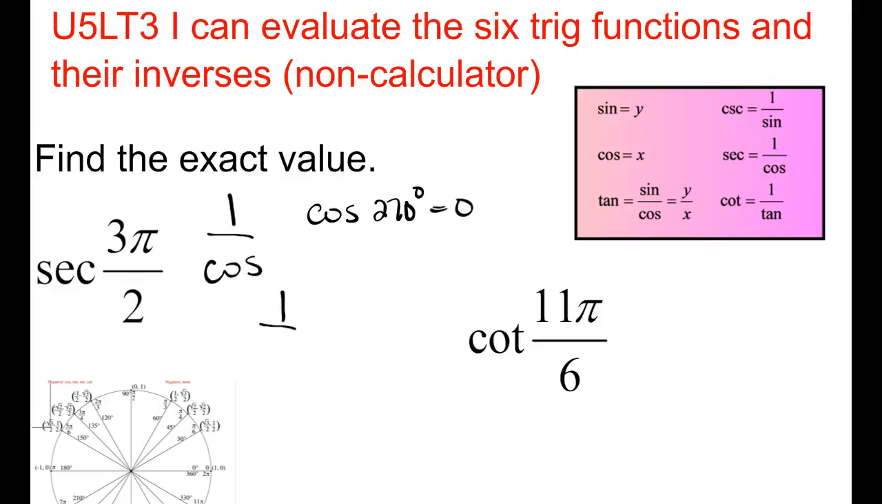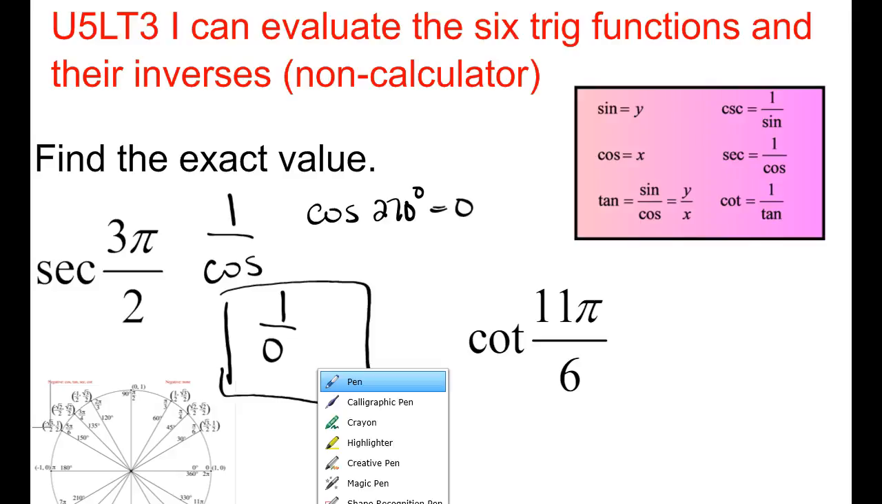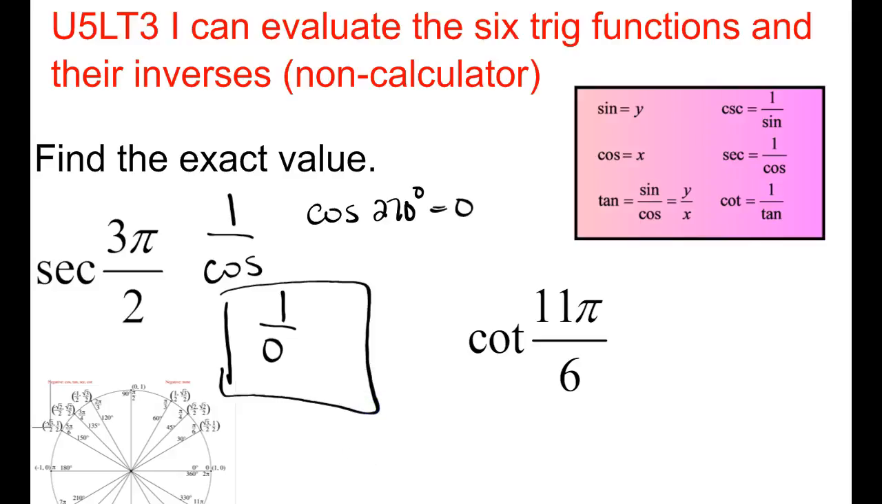So I'm going to put 1 over 0, but 1 over 0 is the only swear word in algebra. It's undefined. So the secant of 3 pi over 2 is undefined. You have to write that it's undefined. You can't tell me 1 over 0. You need to know that 1 over 0 is undefined at this point in your mathematical career.